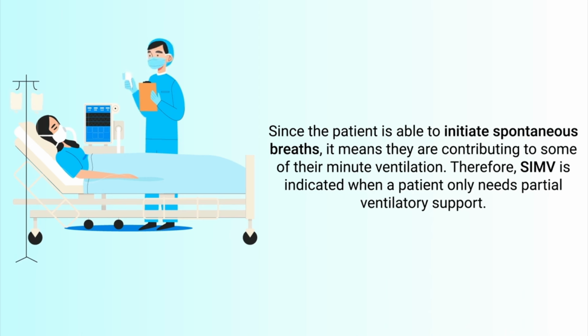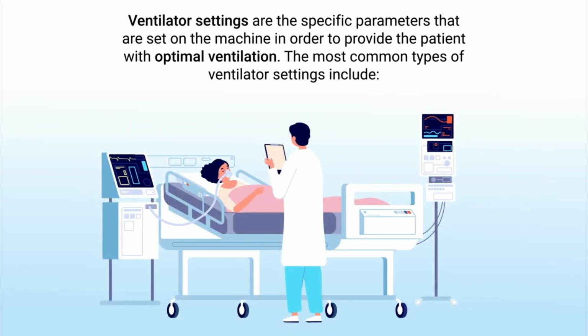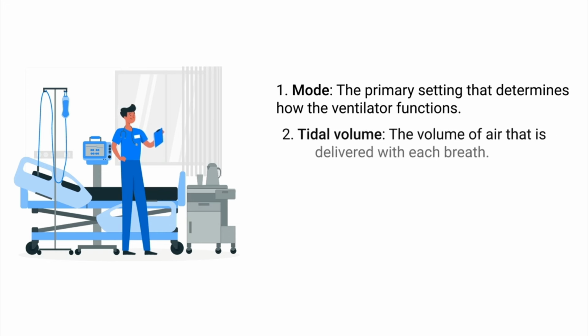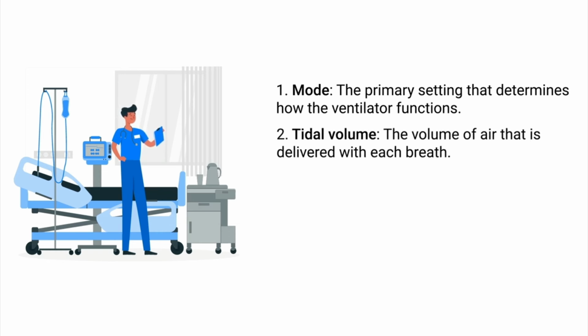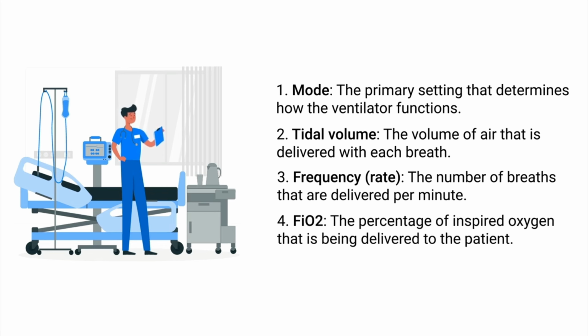So now that we've covered the modes, next we need to talk about my second favorite topic, which is the ventilator settings. Ventilator settings are the specific parameters that are set on the machine in order to provide the patient with optimal ventilation. The most common types of ventilator settings include: first is the mode, which, as I just discussed, is the primary setting that determines how the ventilator functions. Next is the tidal volume, which is the volume of air that is delivered with each breath. The frequency or rate, which is the number of breaths that are delivered per minute. FiO2, which is the percentage of inspired oxygen that is being delivered to the patient.